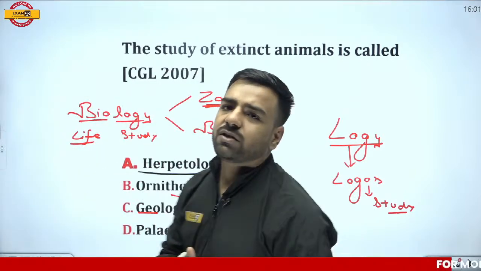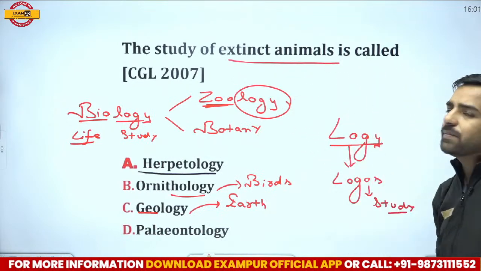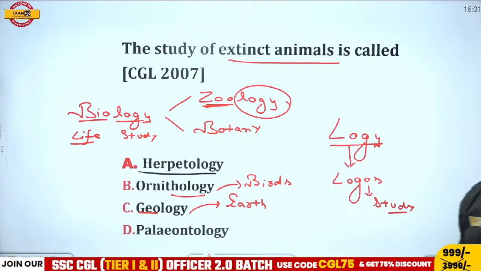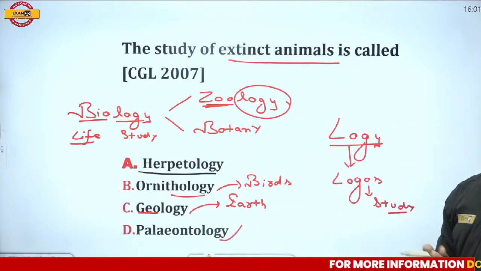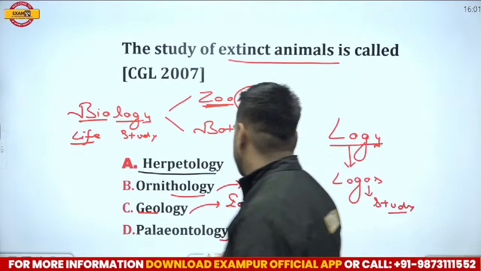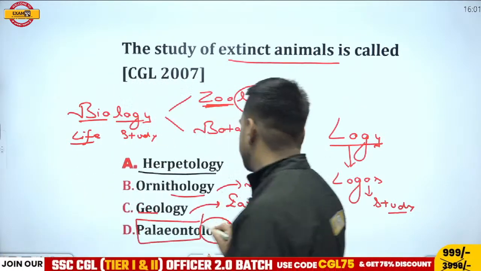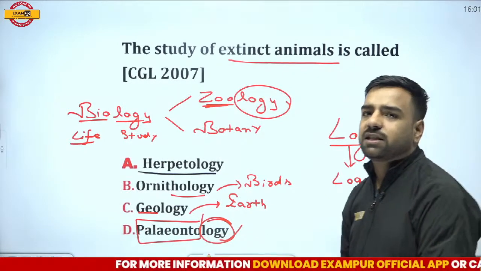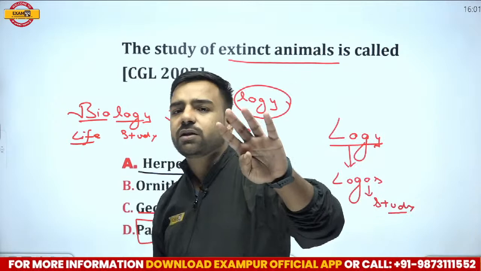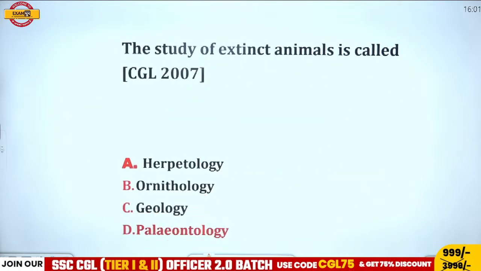But what was the question? The question was asked regarding extinct animal study. So for this, you are going to have your option number 4, that is D, that is palaeontology. Now, if I break it into this part, that is logy, which would be study, and this is going to tell you about the extinct animals. So obviously the correct answer is going to be option number 4, that is option D. Okay, let's move forward with the next question now.